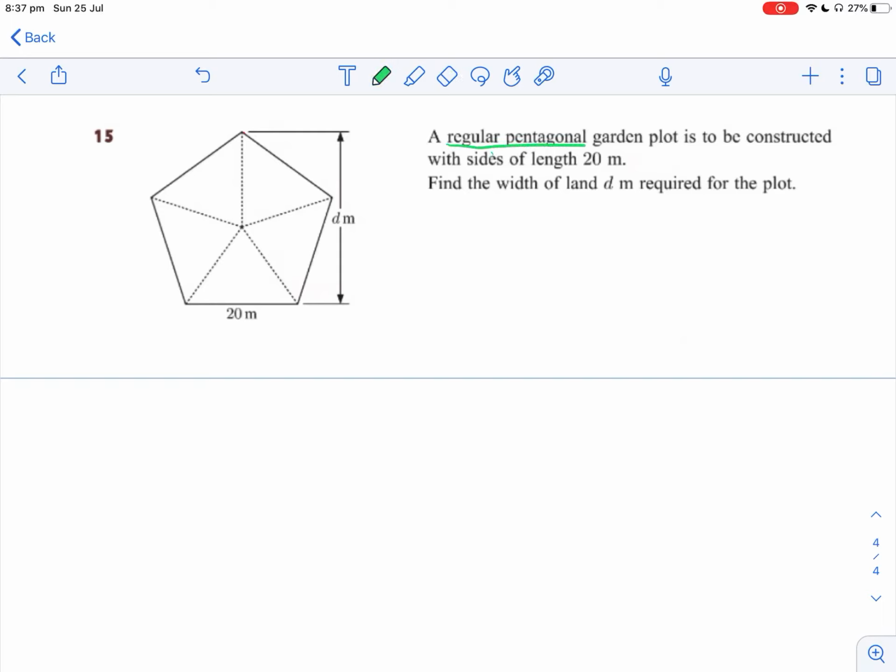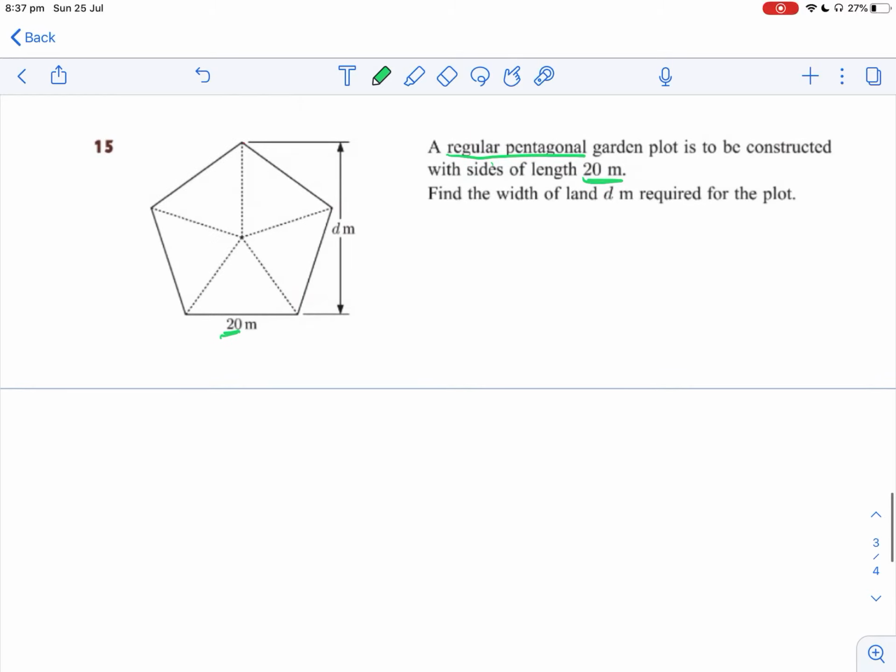All right, so a regular pentagonal garden is to be constructed with side lengths of 20 meters, which we can see here. Find the width of the land D required for the plot. So we want to find from here all the way down to here.